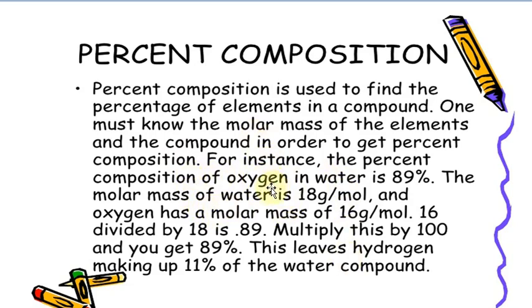As you can see in this slide, I have written that the percentage composition of oxygen in water is 89%. The molar mass of water is 18 gram per mole, and for 1 oxygen, the molar mass is 16 gram. So 16 divided by 18 is 0.89. Multiply this by 100, you will get 89%. In the next slide, firstly I will tell you the formula to calculate the percentage composition. Then we will solve the percentage composition of the elements of water and ethanol.